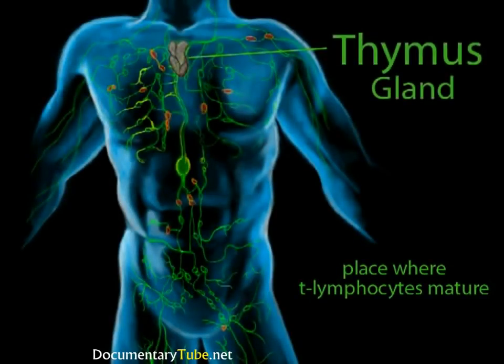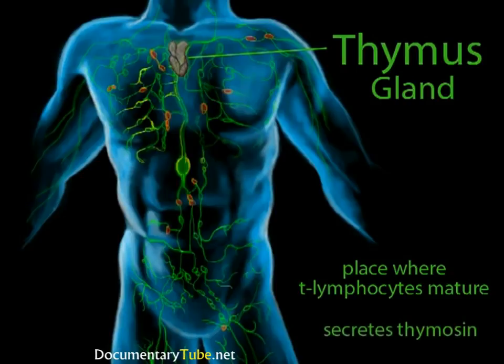Notice that this one is called a gland. That means that one of its functions is to secrete hormones, making it also a part of the endocrine system as well as the lymphatic system. It produces hormones. Principal among them is the hormone thymosin.